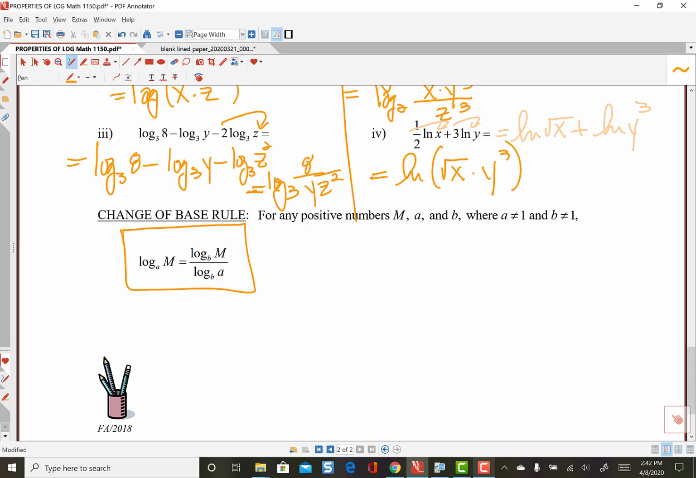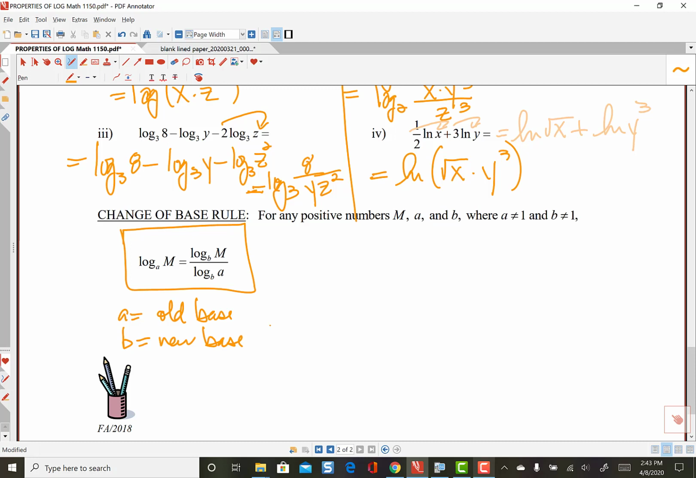So this is where sometimes it's helpful to use your calculator to figure something out. Let's say we have a logarithm in one base and we can't figure it out, so let's change it into another base where we can use our calculator. Looking at this formula here, A is what I'm going to call the old base, and B is going to be our new base.